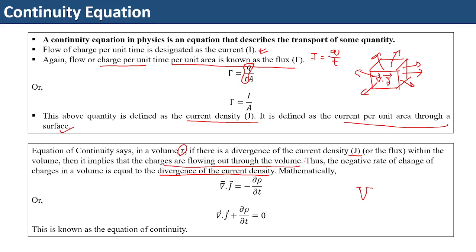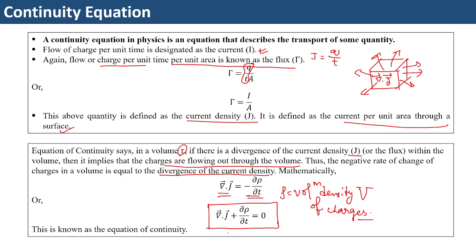Alright, so in short, how can you write mathematically that del dot J, which gives you the divergence of J, is equal to minus del rho del t, where rho is the volume density of charges. And if you take it to the left hand side and write them together, then you will write it as del dot J plus del rho del t. So this equation is actually known as the equation of continuity.